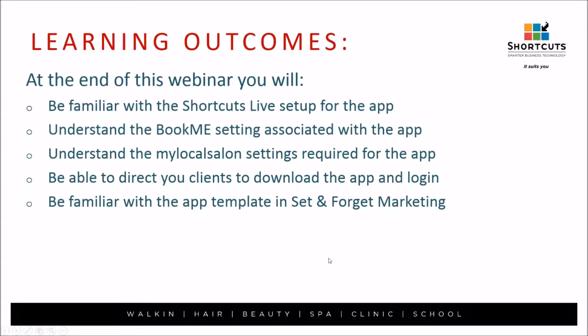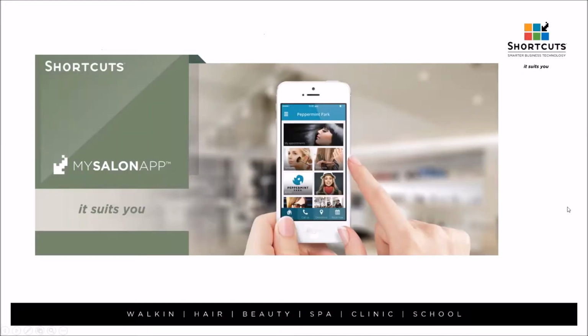So what are we going to be going through today? We're going to be going through everything to do with the app. That's understanding what the app is and how your clients use it. Obviously, we're going to go through some settings, so how to actually set the app up: what to check in your Shortcuts Live account is set up correctly, and what you need to check for your online booking and My Local Salon. We'll also go through how your clients use the app, so how they download it and connect with your business, and then how you let them know, how you spread the word that you have this fabulous new mySalon app available.